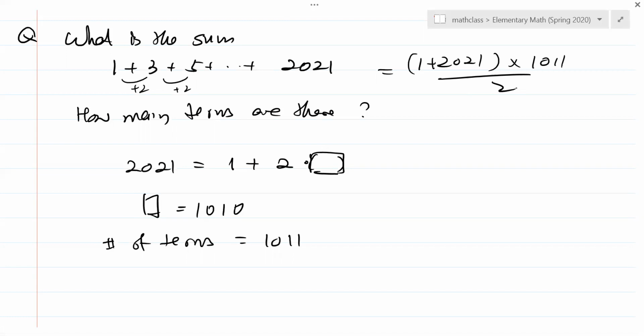Okay, let's see. 2021 plus 1, divided by 2. So let's stop here, okay? And see you next time.